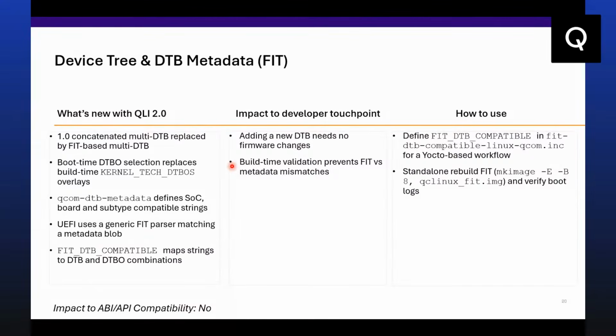How to use? So we have these variables FIT DTB compatible in the INC file that I mentioned earlier for the Yocto based workflow. Also, for easier, quick workflows, we have a standalone way to build the FIT image using mkimage, and that also can be done separately by developers to quickly iterate through the DT changes that they're making as part of their experiments.